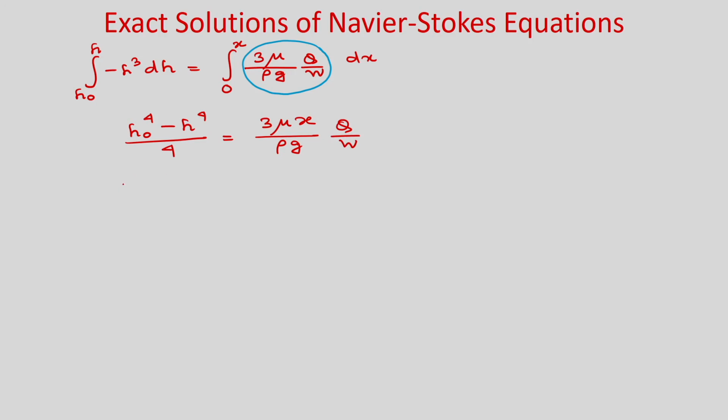So, now if you rearrange it, this we can write h of x is equal to h naught into 1 minus 12 mu x by rho g h naught to the power 4 into q by w. So, we have expressed the thickness h, which is a function of x, in terms of h naught, mu, x, rho, g, h naught, and constant volume flow rate q by w.